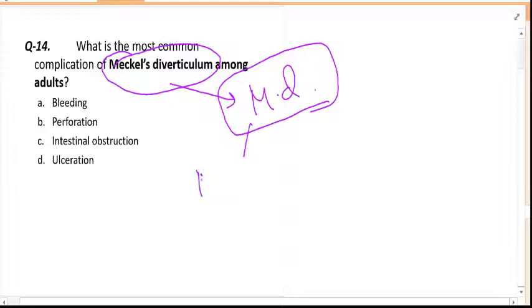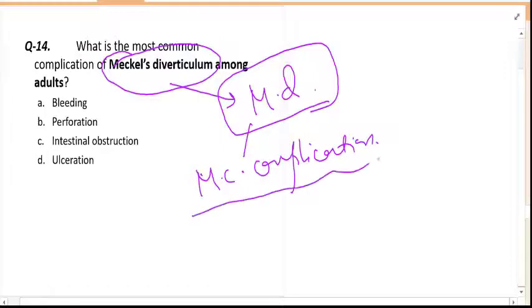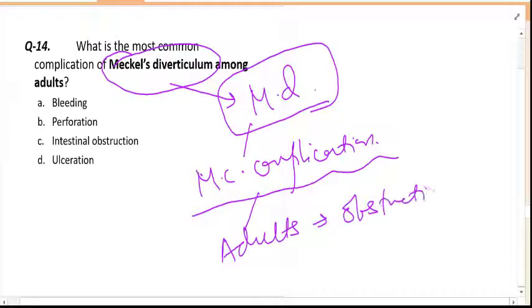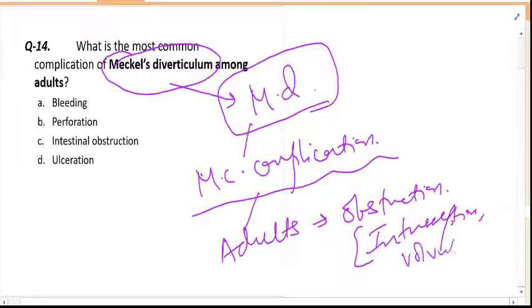Complication, so we can say most common complication. Many times it can be asymptomatic. The patient will never come to you if it is asymptomatic. Most common complication in case of adults is obstruction. This obstruction can be secondary to intussusception, or it can be due to volvulus because of the band.